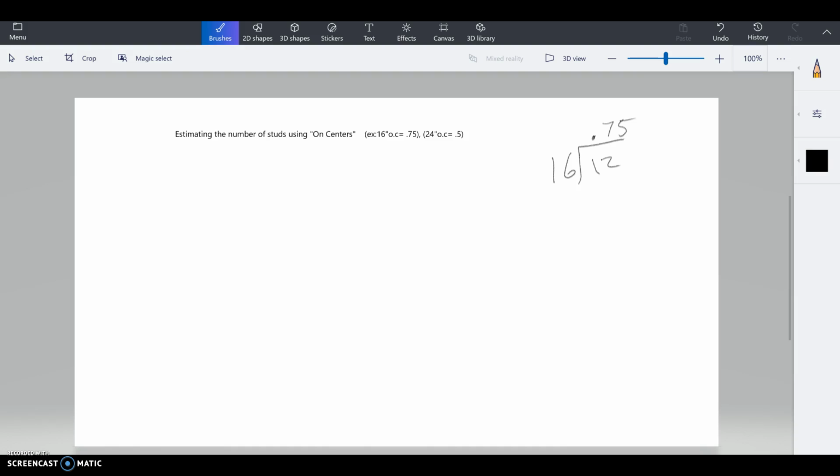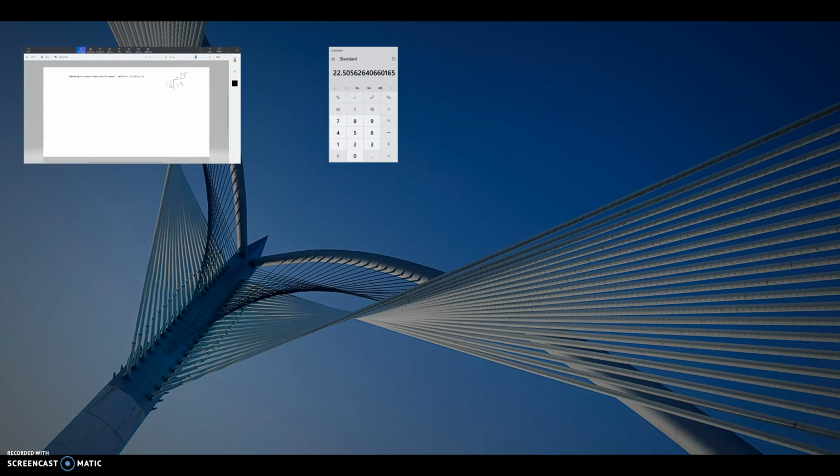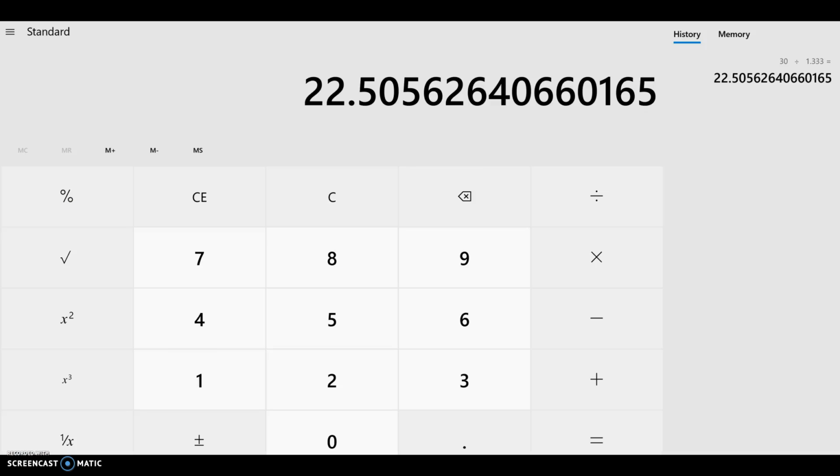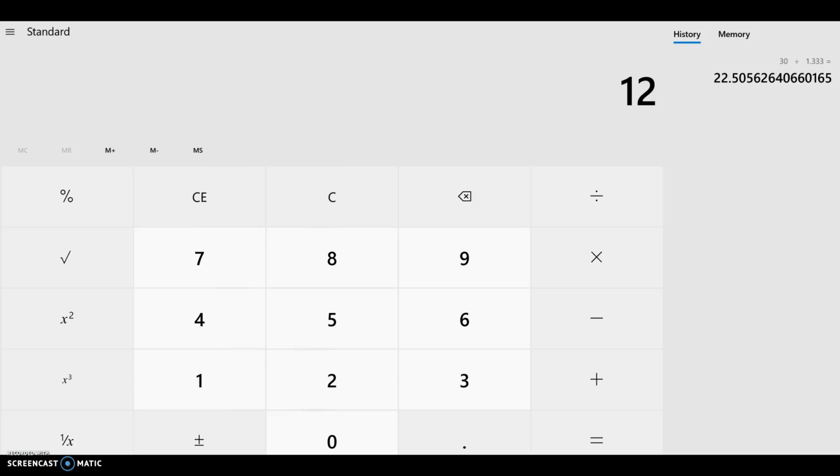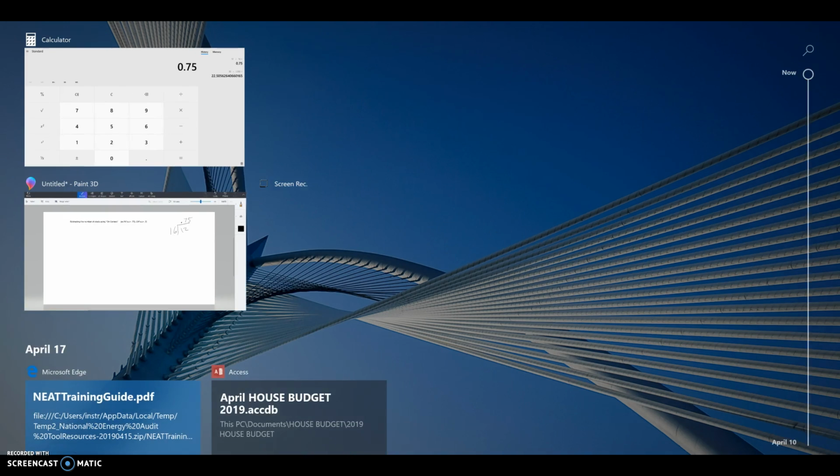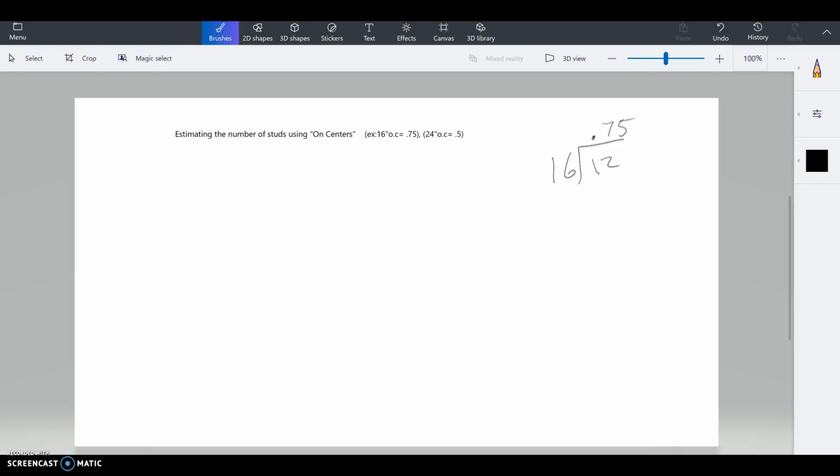And I'll go ahead and illustrate that on a calculator so that you can see it. 12 divided by 16 inches equals 0.75. So that's where I'm getting that constant from to solve for the on-center constant. So anytime you want to figure out the number of studs, all you have to do is use these constants to figure out the numbers, which should come out to the same answer.